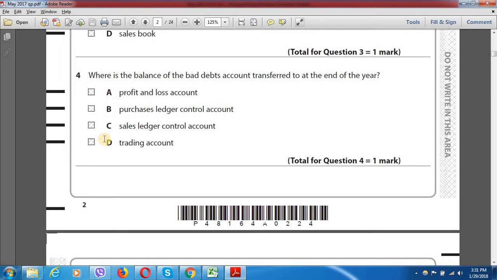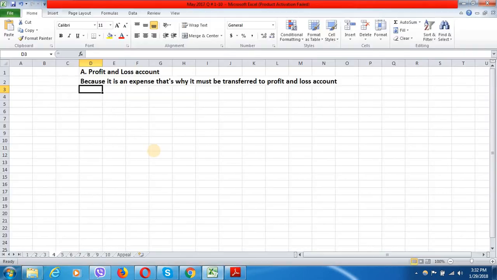Where is the balance of the bad debts account transferred to at the end of the year? Option A. Profit and loss account. B. Purchases ledger control account. C. Sales ledger control account. D. Trading account. The answer is profit and loss account, because it is an expense, that's why it must be transferred to profit and loss account.